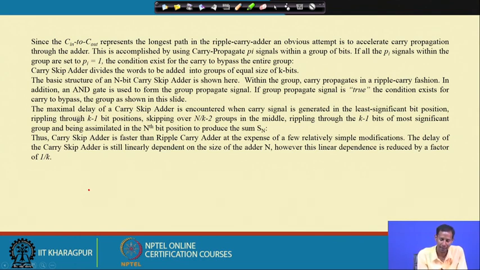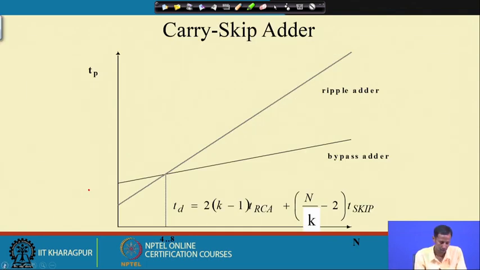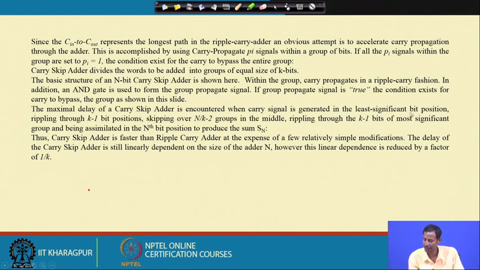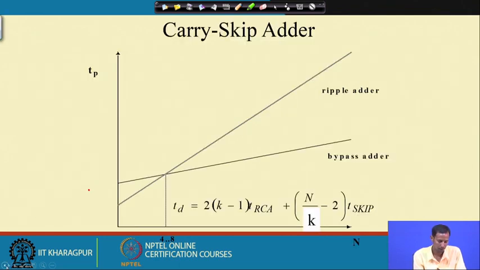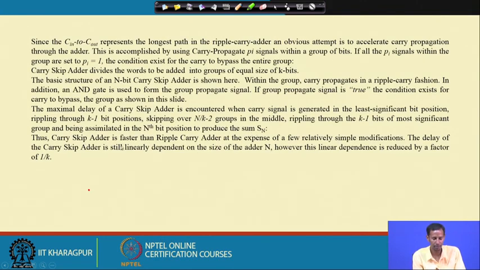The maximal delay of the carry skip adder is encountered when the carry signal is generated in the LSB position, rippling through k minus 1 bit positions, skipping over n divided by k minus 2 groups in the middle, and rippling through k minus 1 bits of the MSB group and being assimilated in the nth bit position to produce the sum Sn. Thus, the carry skip adder is faster than the ripple carry adder at the expense of a relatively simple modification, the addition of a few extra gates, okay, or the multiplexer or extra hardware.